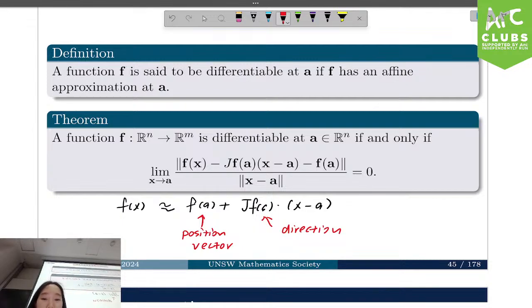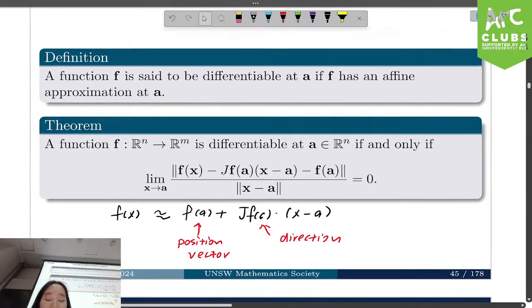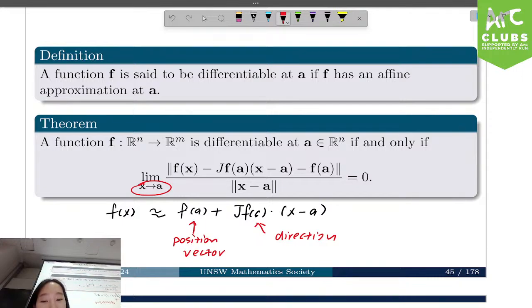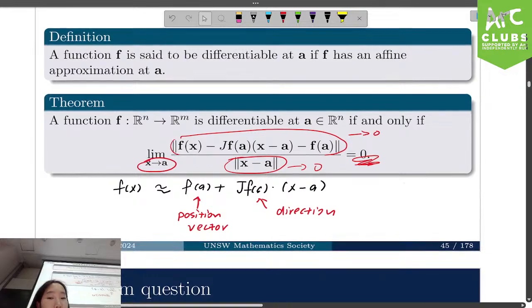Okay, cool. And there's one thing I noticed is very interesting. When x approaches A, the absolute value of x take away A will also approach 0, right? But the function also needs to approach 0. That means the numerator has to approach 0 quicker than our denominator. So that's why we can finally get our limit equal to 0. Otherwise, it's not possible.